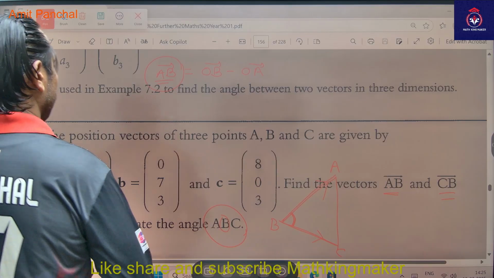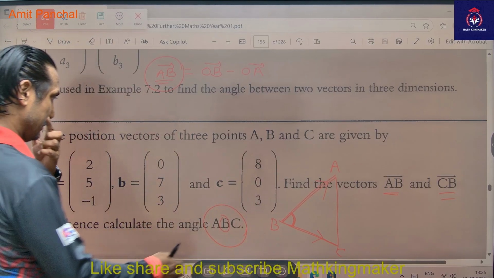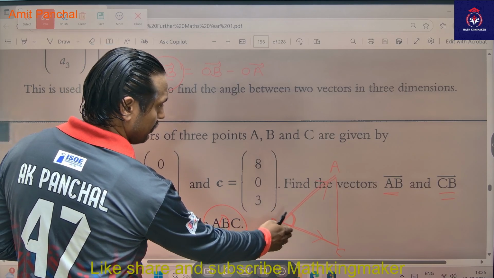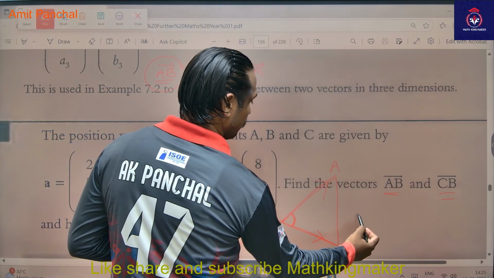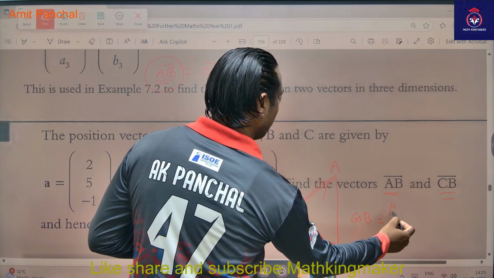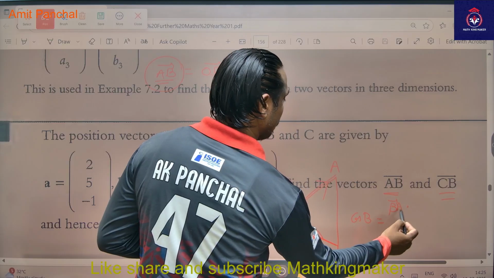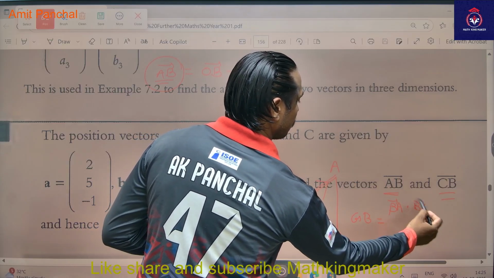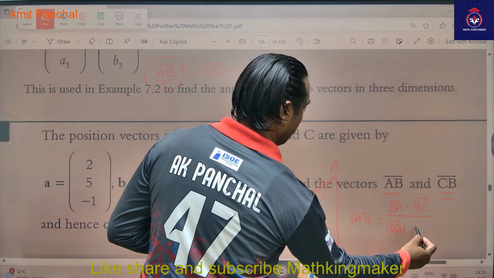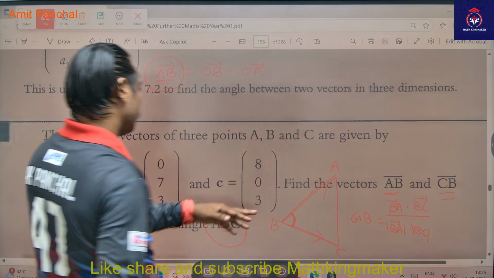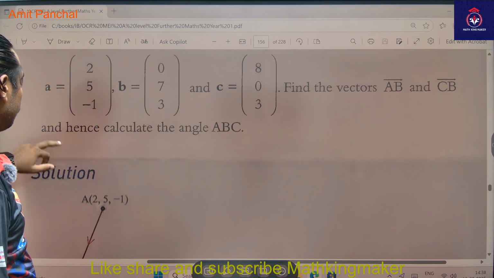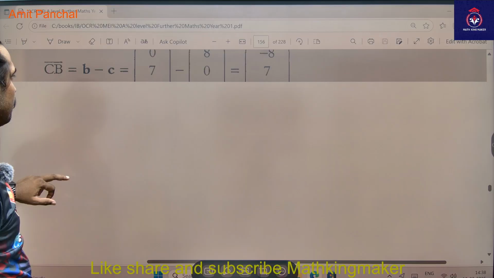So, you can easily find out angle B by simply cos B will be BA vector dot BC vector divided by BA magnitude times BC magnitude. This will give you the value of angle B. And I think it is 54 point something.